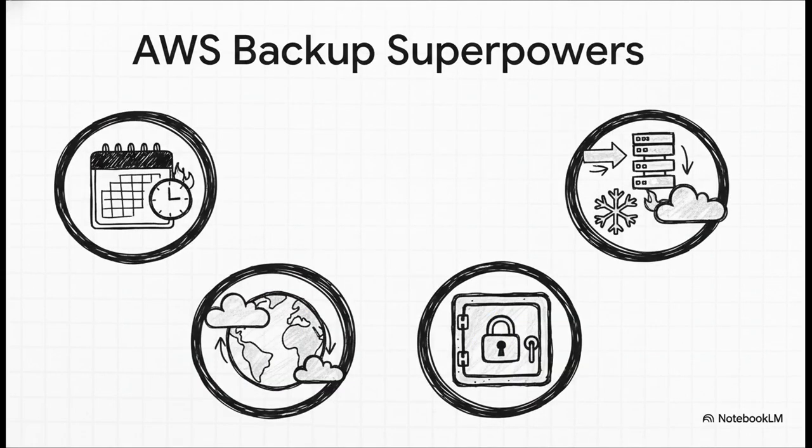And here are those superpowers. With AWS Backup, you can set up schedules. Take a backup every night at midnight. You can create rules to automatically delete old backups, or even move them to much cheaper cold storage to save money. You can copy backups to other regions for disaster recovery, and even lock them down so they can't be deleted. It's the whole shebang.